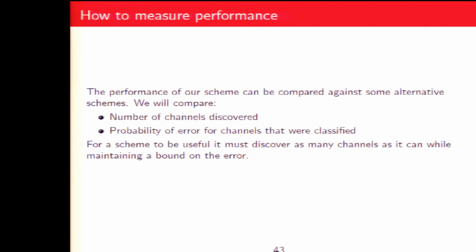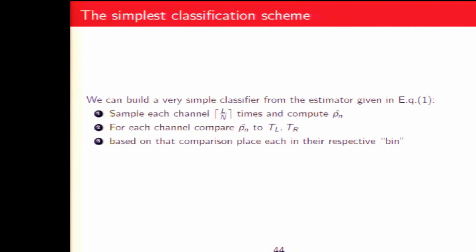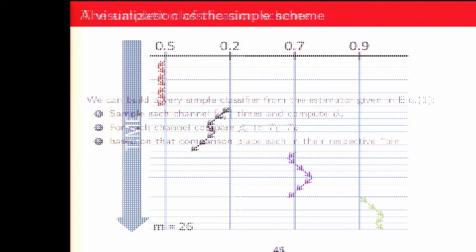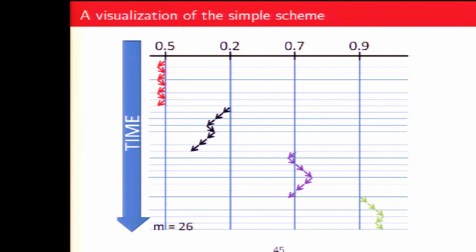Okay. So the simplest classification scheme is just to take the number of samples I've got and the number of channels I've got, divide the number of samples by the number of channels, and then distribute that number of samples to every channel, and compute the estimate and bin them that way. Now, that's sort of annoying to describe, but this is what it looks like.